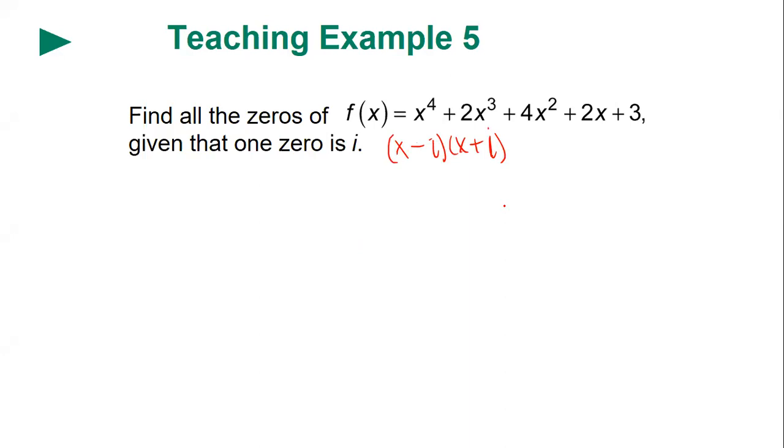Okay, from there, I can simplify and find out what this would be, right? So this equals x squared plus 1. Does that make sense? When we go through and FOIL, we get the negative i squared, and it makes it a positive 1, right? So after you go through distribution, this equals x squared plus 1.